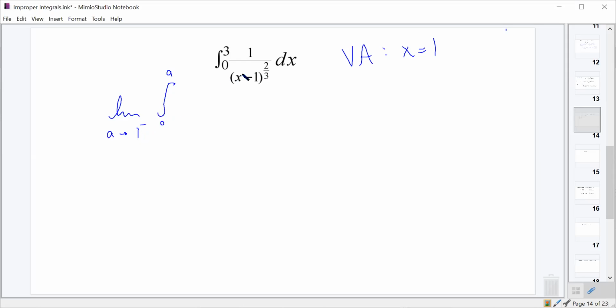And this is just x minus 1 to the negative 2/3. We'll write x minus 1 to the negative 2/3 dx, and then we will add to that a limit of b approaching 1 from the right now. The integral from b to 3, and same thing, x minus 1 to the negative 2/3 dx. Good. And what's the integral of x minus 1 to the negative 2/3?